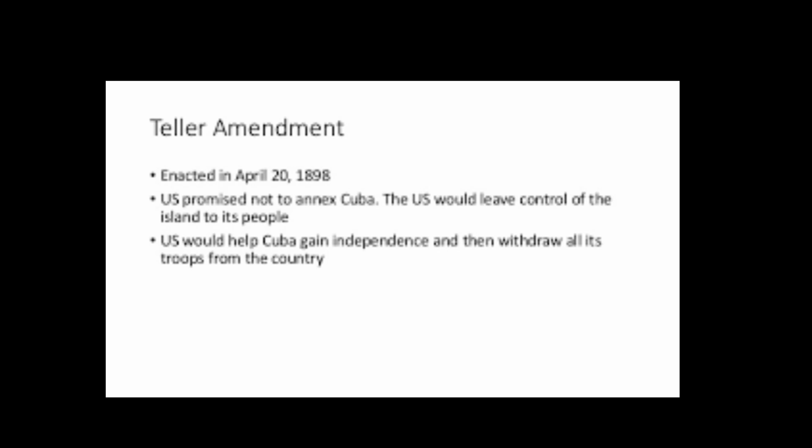After war was declared on Spain, because they didn't leave, Congress enacted an amendment to place a condition on the military's presence in Cuba. It kept America from annexing Cuba and said we would leave after Cuba had gained independence. It was called the Teller Amendment. Enacted on April 20th, 1898, the U.S. promised not to annex Cuba, and the U.S. would leave control of the island to its people. The U.S. would help Cuba gain independence and withdraw all its troops from the country.